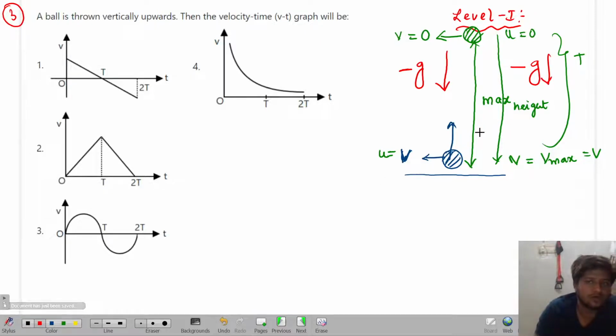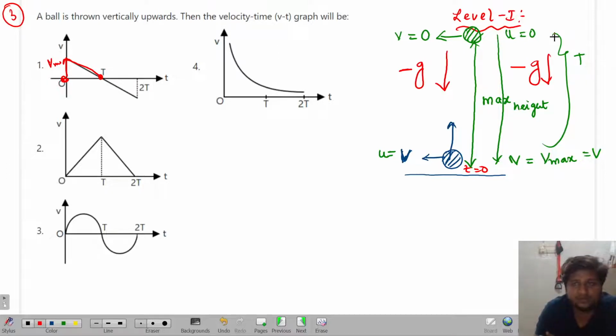Now, if I want to draw, what will I draw? At time t equal to 0, I have thrown the ball with maximum velocity. At time t equal to 0, I am throwing the ball with maximum velocity. After traveling time t, the velocity becomes 0. Since this retardation is a constant retardation, you get a graph like this.